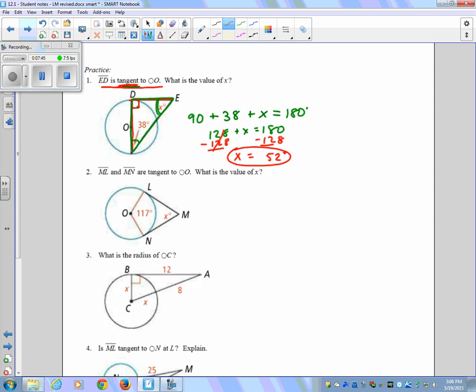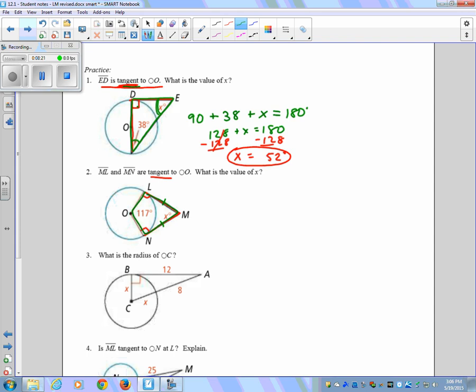Okay, let's look at number 2. ML and MN are tangent to the circle. So now we've got two segments that are tangent to the circle. See the word tangent and think right angles. So we can mark those to be right angles. What's the value of x? In this situation, we could also mark these congruent. It doesn't end up helping us solve the problem, but we could mark them congruent because of that second concept, that theorem. So this is forming a quadrilateral here.